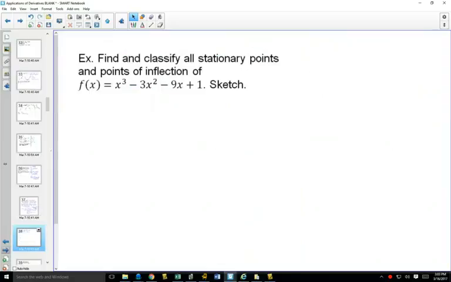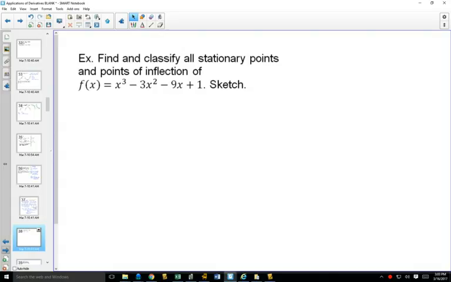Think you're ready to try one completely? So, here it says classify all stationary points and points of inflection. So you'll leave yourself space. You're going to find the first derivative, do your sign diagram with your first derivative to show where things are increasing and decreasing, and then you'll be able to label stationary points, maxes, mins, or stationary points of inflection.